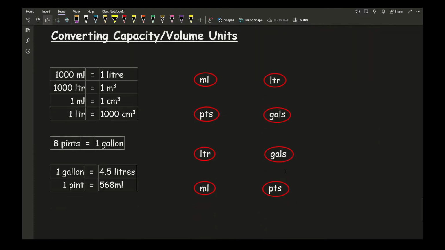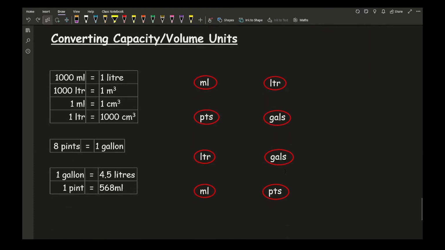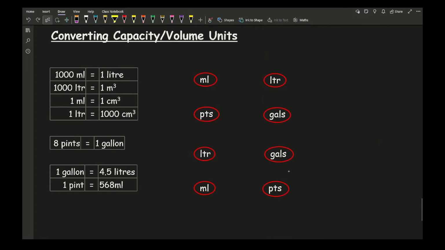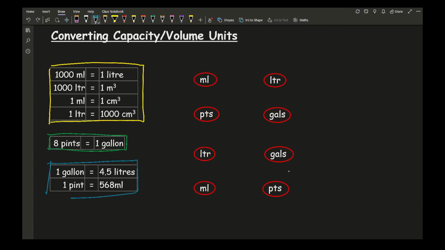Now moving on to our last set, which is looking at capacity and volume units. So again, I've got my metric units in my top box, I've got my imperial units in my second box, and I've got a mixture of imperial and metric in my third box. So again, here, milliliters to litres, I'm going to be dividing by 1,000. Litres to milliliters, I'm going to multiply by 1,000.